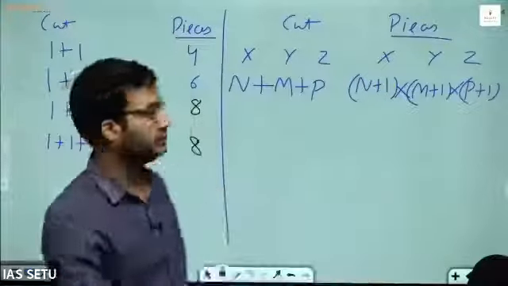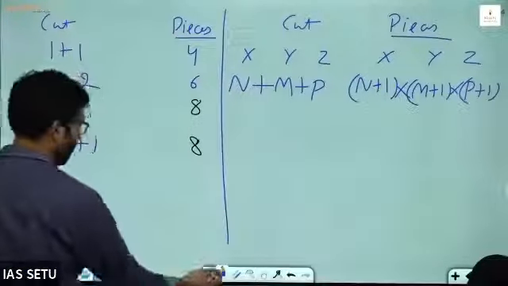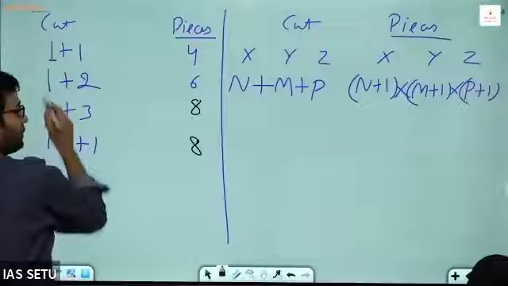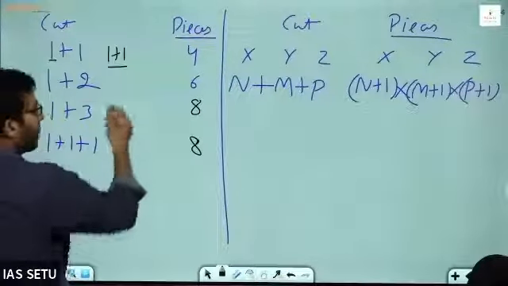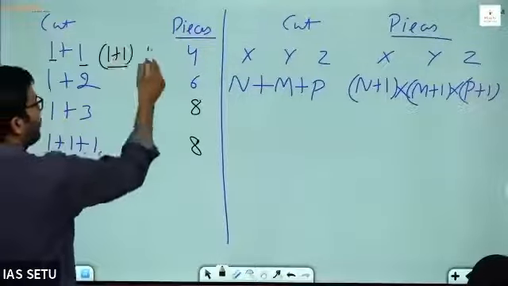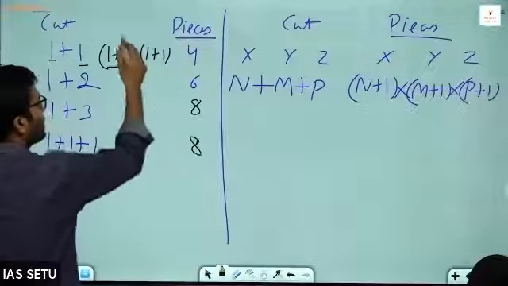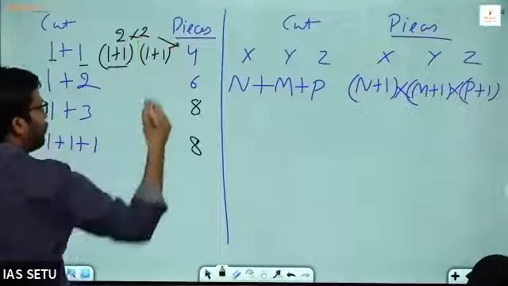We will check. Let's check how. This is 1 cut. According to the rule it will give you 1 plus 1 pieces. This 1 cut will give you 1 plus 1 pieces, and you multiply 2 into 2, 4.